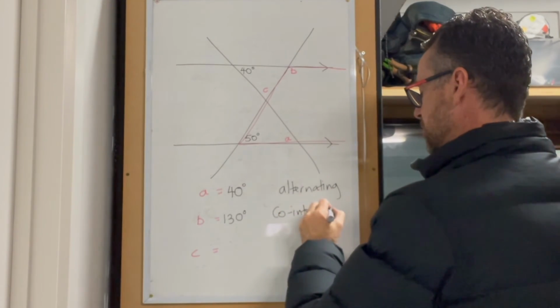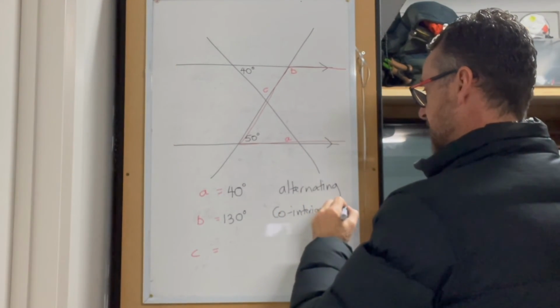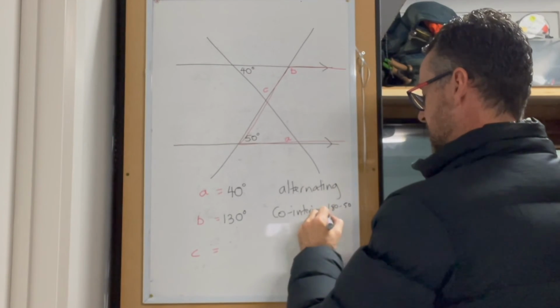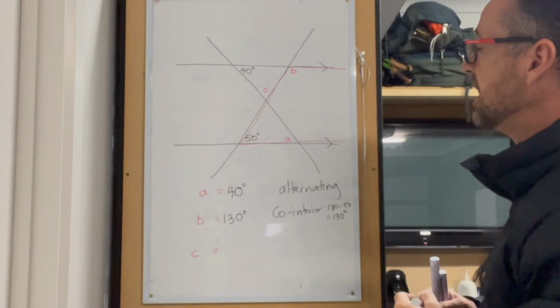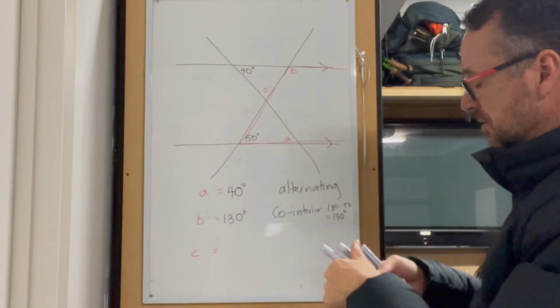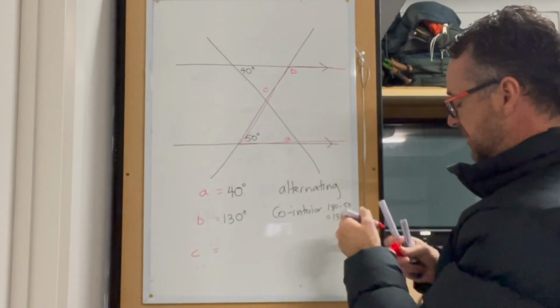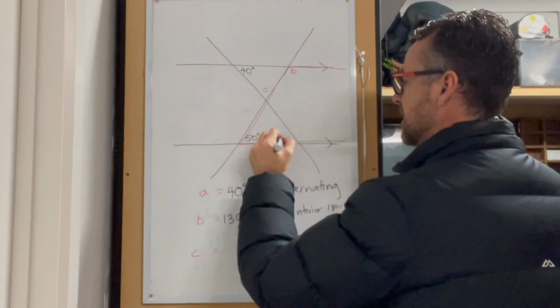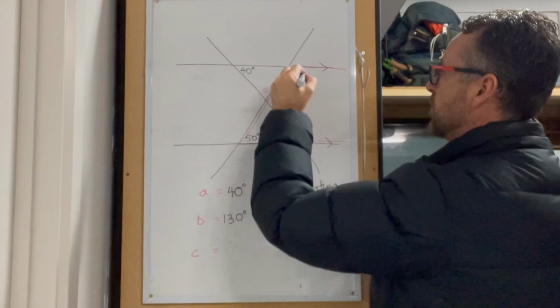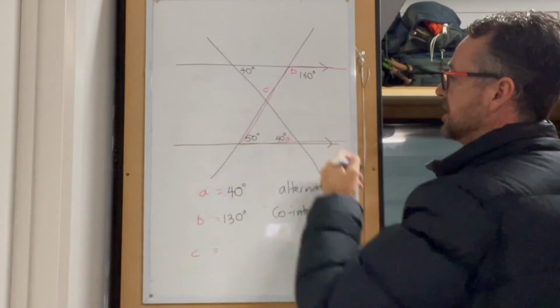And here you could put 180 take away 50 equals 130 degrees. Okay, as you answer there. And that means that now on our diagram, we can fill in some of those missing elements. So we have 40 here, and we have 130 here, like this.